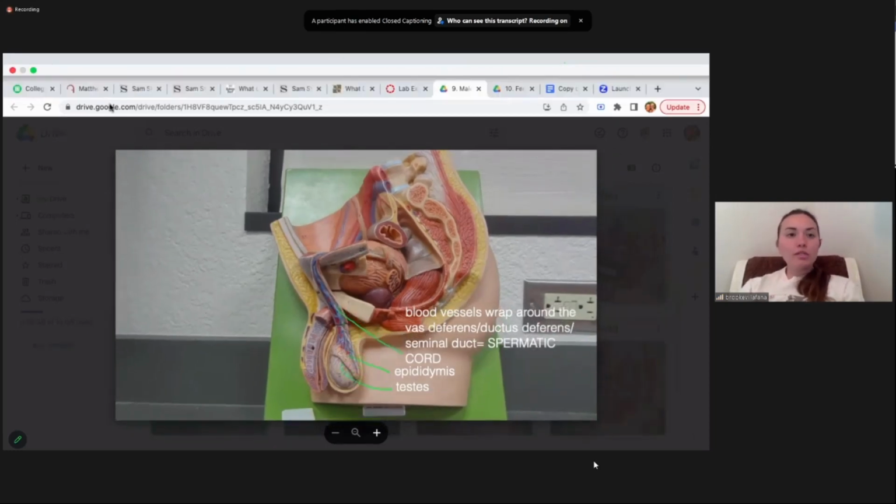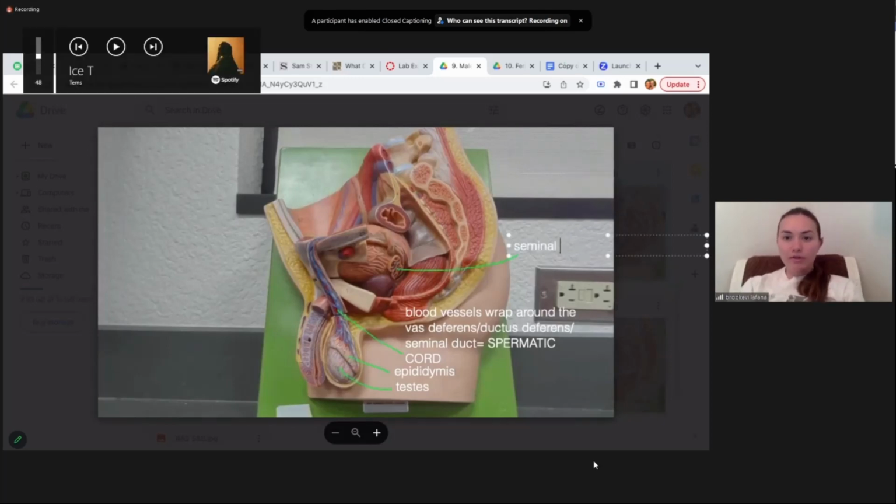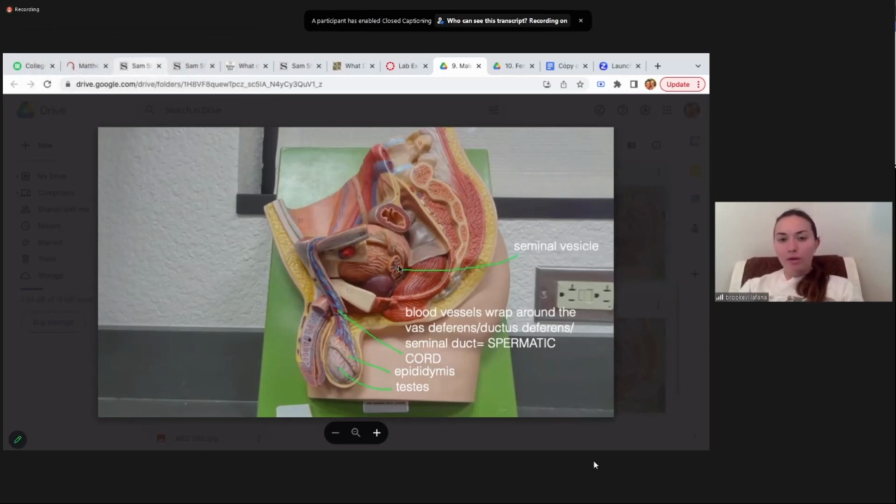We could use this model instead. Everything should be identifiable. I'm just going to label this because it looks a little different. This is the seminal vesicle on this model. It's in the same spot, but before it kind of looked like a little fatty thing. Everything else on this model, though, should be exactly the same. You shouldn't be seeing a lot of variety.